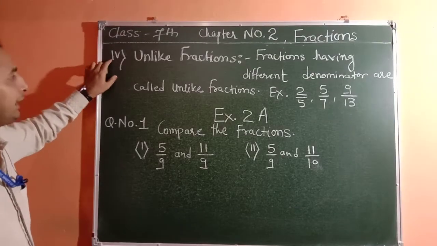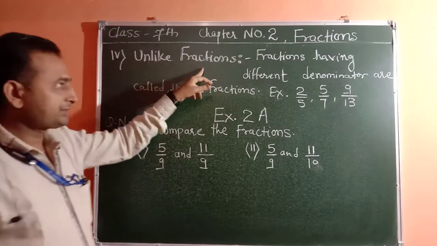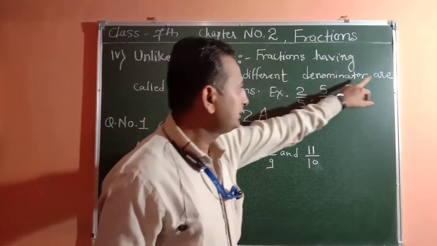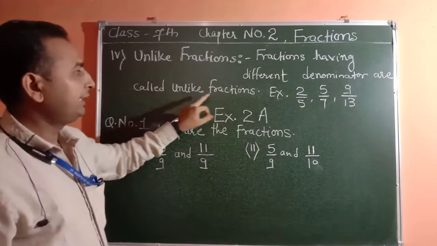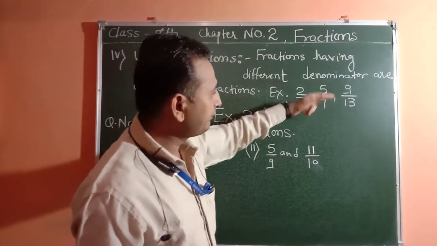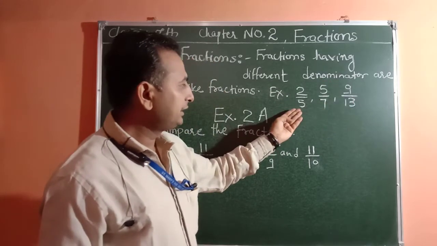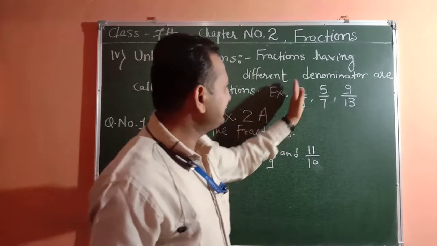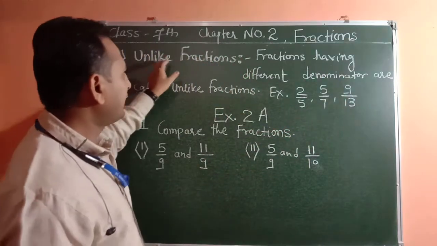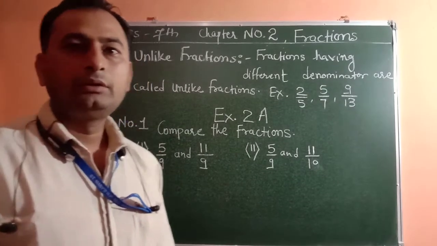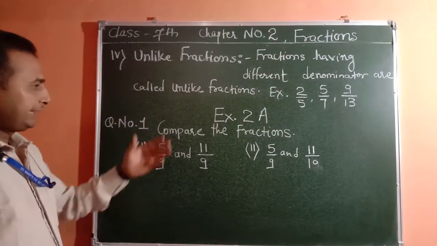The fourth type of fraction is unlike fractions. Fractions having different denominators are called unlike fractions. For example, here 2 upon 5, 5 upon 7, 9 upon 13. Here the denominators are different. That means this type of fraction we will call unlike fraction. Now we move to our exercise.